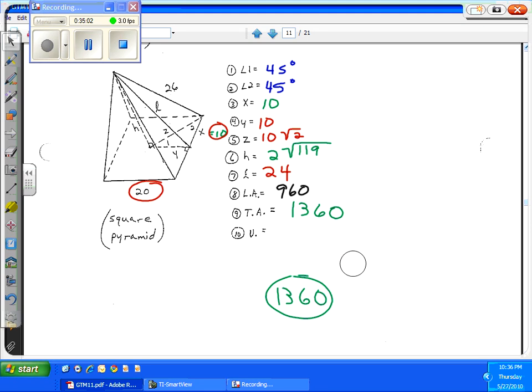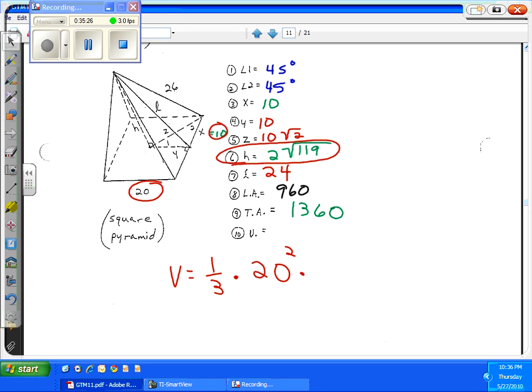Volume. The volume is 1/3 of what it would have been had it been a prism. The volume of a prism is area of the bottom, which in this case is a square, whose formula is side squared, times the height of the prism, and the height of this prism as a radical in simplest form was 2 square root 119.